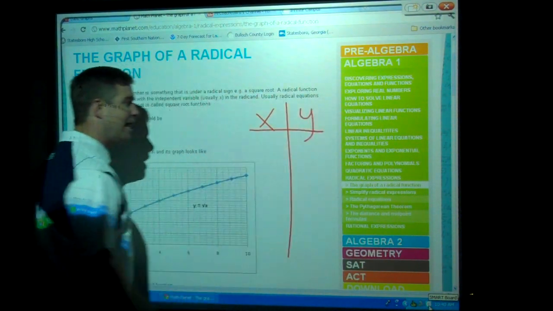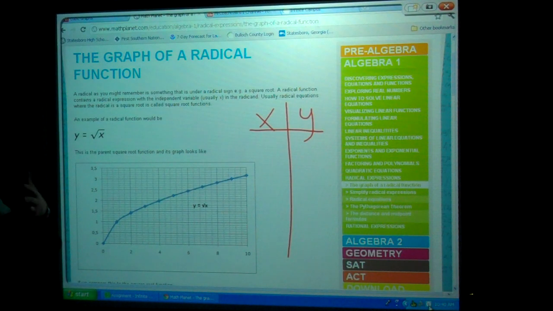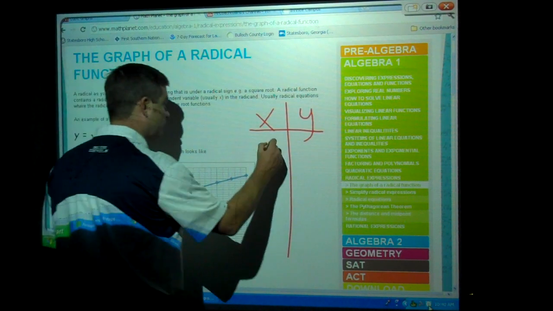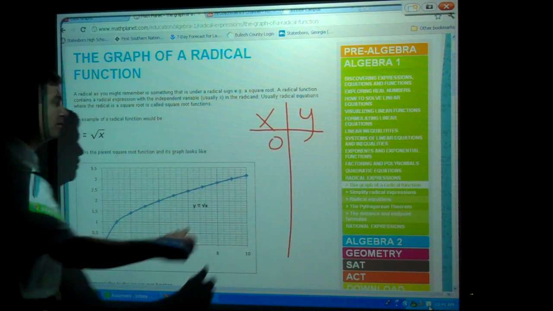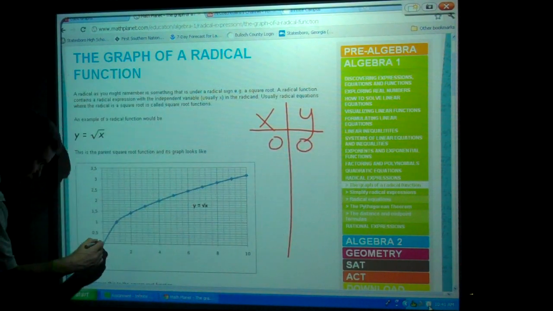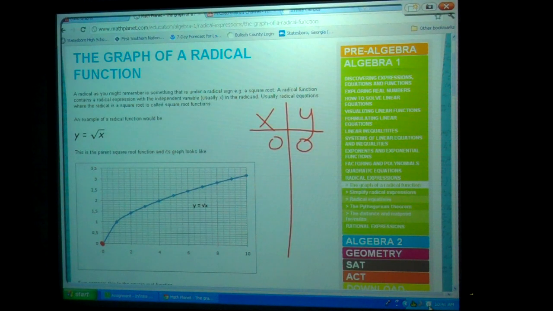Alright, X and Y. If we wanted to be very methodical, we could come up with a basic T-chart. The first point that I would plug in would be 0. If I plug in 0 for X, I'm doing the graph of Y equals the square root of X. What is the square root of 0? 0. That's why the graph starts off right here at 0, 0.